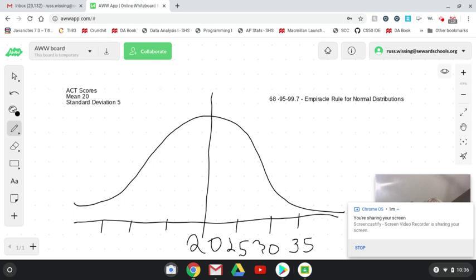And I go the same way over here. If I subtract the standard deviation, I get 15. Someone got a 10. Someone got a 5. So I just moved by standard deviations.